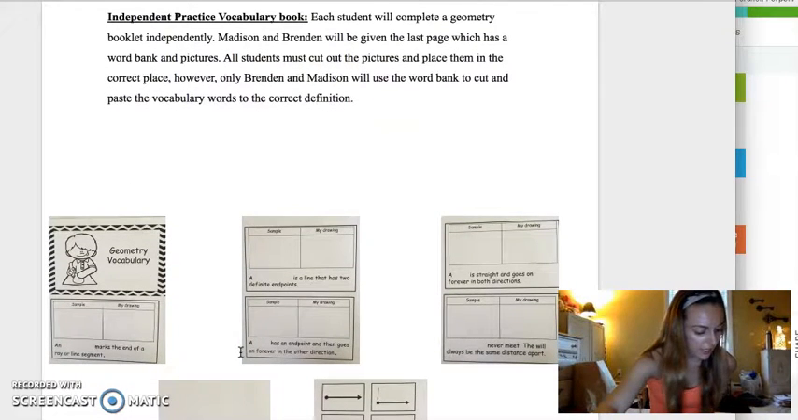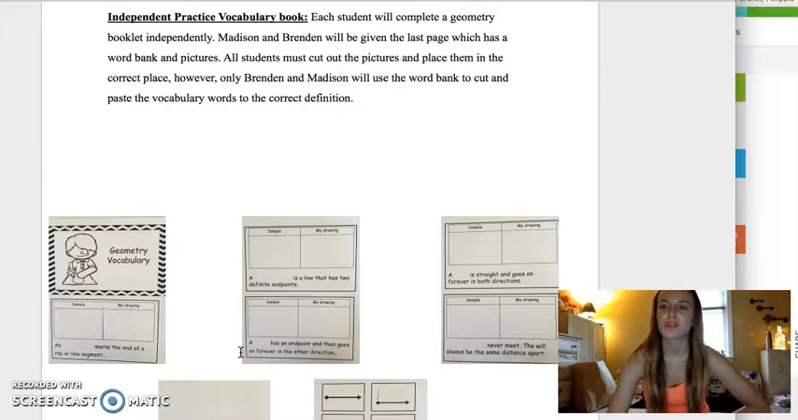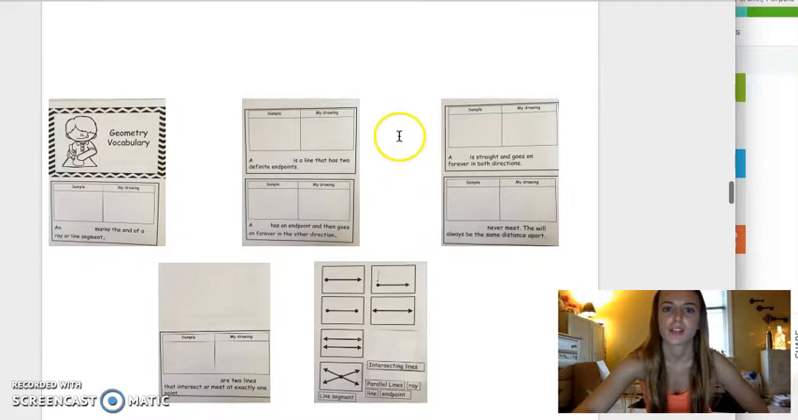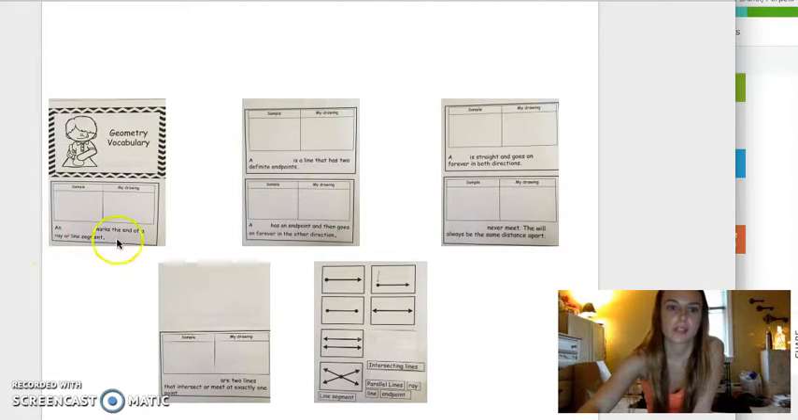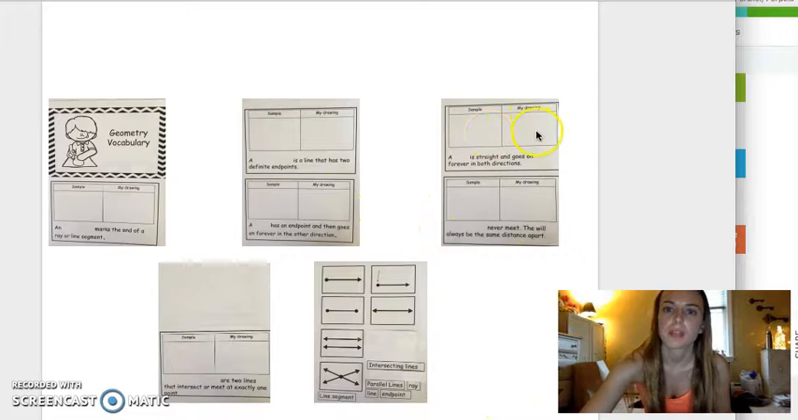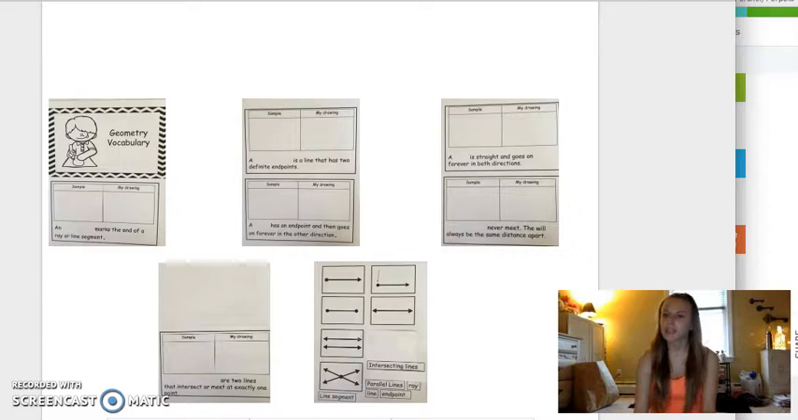And then finally is the geometry booklet. This would be the independent practice. This is the picture of the booklet. It's page 1, 2, 3, 4, 5. I would let Brendan and Madison use this last page. And obviously there are sentence frames here. And then it says sample and then my drawing. Students have to know what the word is, and then they have to draw it and match the picture. So they're matching and they're producing it.